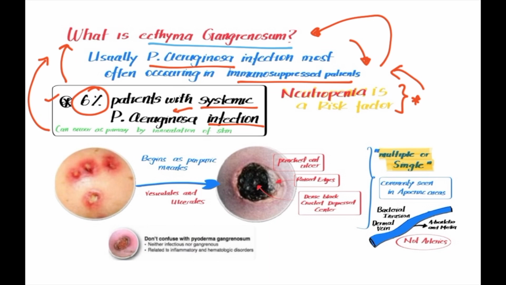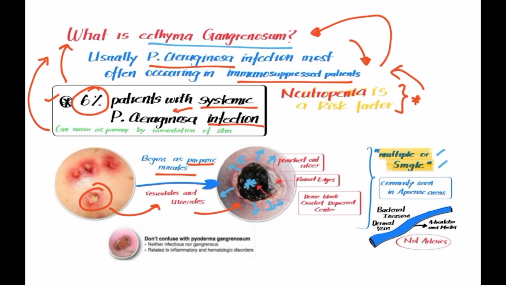So ecthyma gangrenosum will first begin like purpuric macules. You can see in this picture, these purpuric macules will form vesicles, and then they will ulcerate and form lesions like you can see in this picture. These lesions will have a depressed center with black crust, surrounded by raised edges, as you can see in this picture. So a punched out lesion like this will be formed. These punched out lesions can be either multiple or a single lesion.